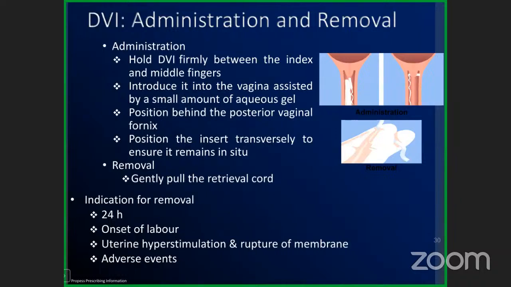How do you remove it? Gently pull the retrieval cord. The indications for removal are once 24 hours have passed, the patient has gone into active labor, uterine hyperstimulation or rupture of membranes, and any adverse effect. I think if the patient has a spontaneous rupture of membranes, or even if you have done an ARM, you can leave it for half an hour to 1 hour, and after that, please remove it. Not beyond that.